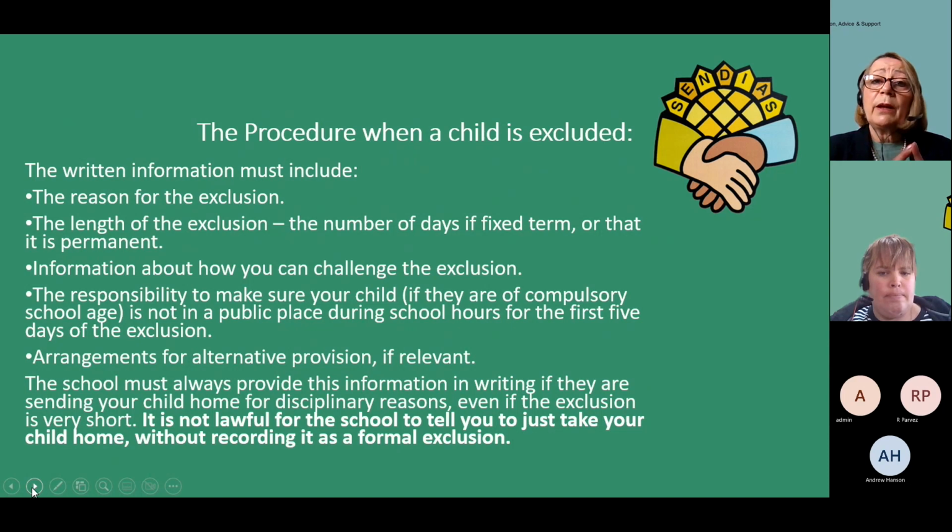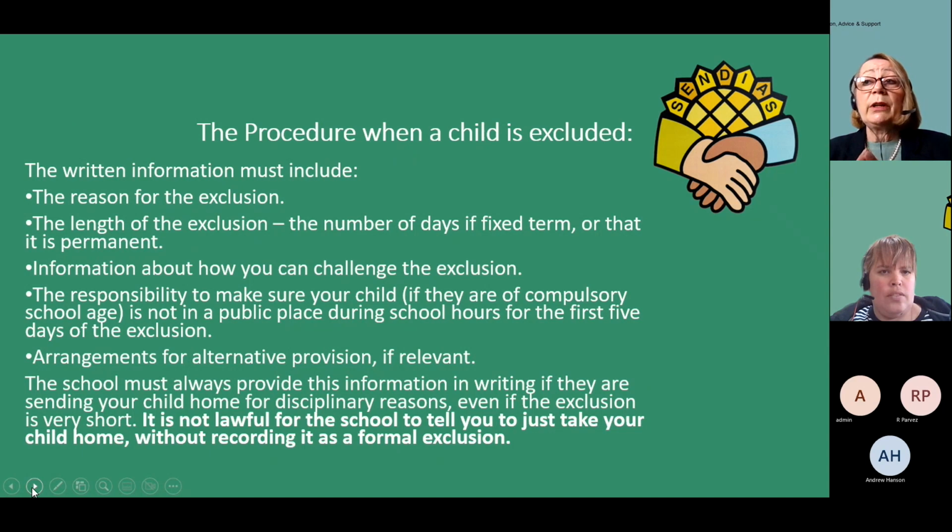It also has to point out the parent's responsibility to make sure that a child of compulsory school age should not be in a public place during school hours for the first 5 days of the exclusion. They also must put in alternative arrangements for that child's provision, if that's relevant for that child.